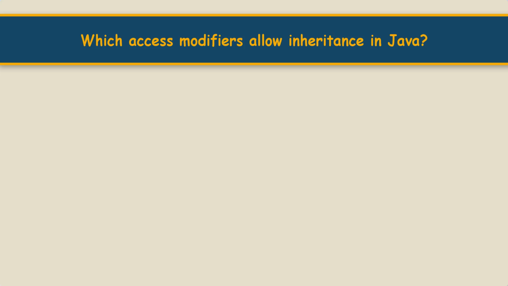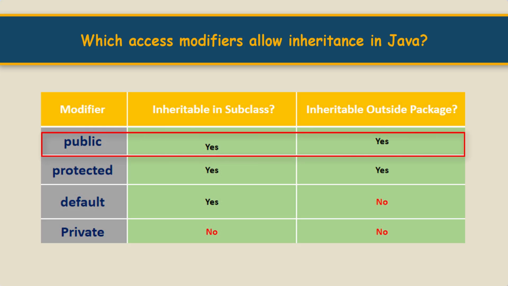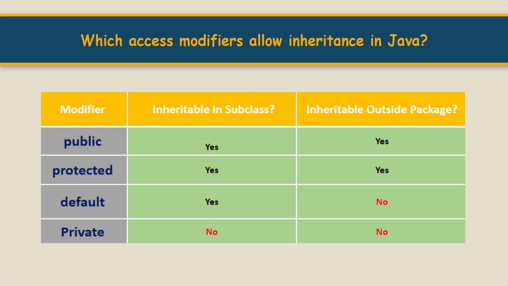So all the public data members with the public access modifier, we can access them in the same class, same package, or we can access them in the subclasses in the same package or different packages also. So you can inherit them and you can access them anywhere in your Java program.